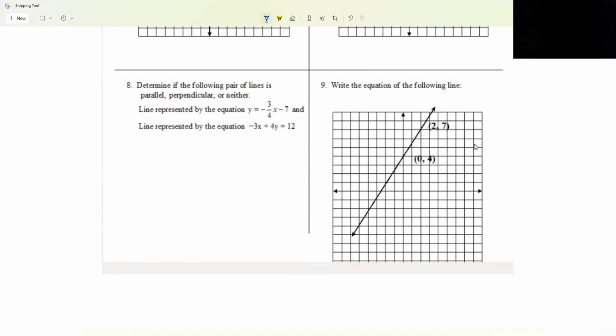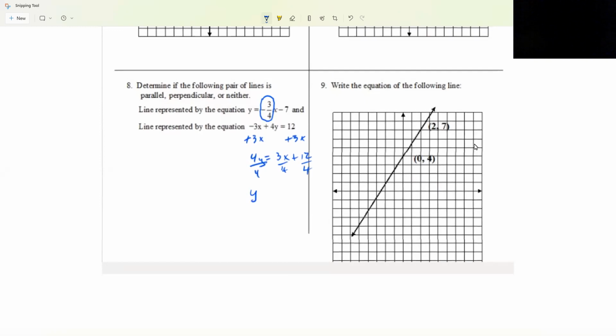All right, so you know the slope of this one. It's that. So you want to find out what the slope of this one is. Add 3x. Add 3x. You get 4y is equal to 3x plus 12. Now divide by 4, divide by 4, divide by 4.